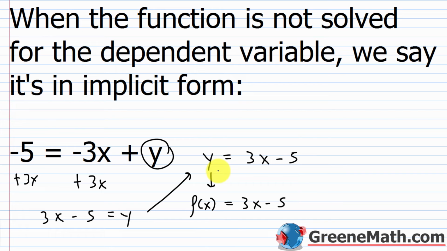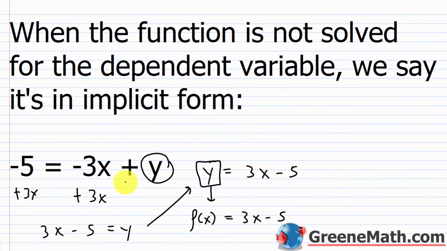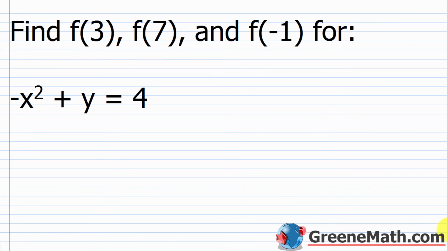But hopefully you can see the difference. In one case, in explicit form, which we have here, it's solved for the dependent variable y. When it's in implicit form, it's not. So y is just kind of jumbled up. It's not on one side of the equation by itself. That's implicit form. So if you get a problem like this one, you've got to do additional work.